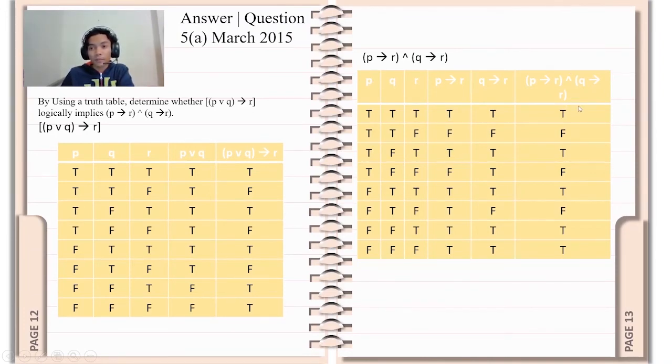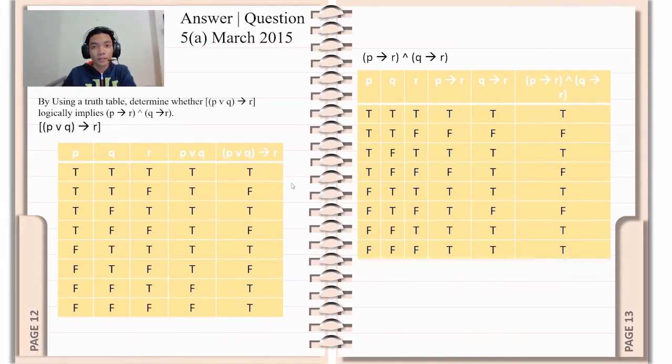For the first truth value, it is true because both of the statements are true. And then it becomes false because both of the statements are false. And then it becomes true. And then false because the first statement, which is P → R, is false. And then true because both of them are true. And then false because Q → R is false. And then it becomes true because both of them are true. And then it becomes true.